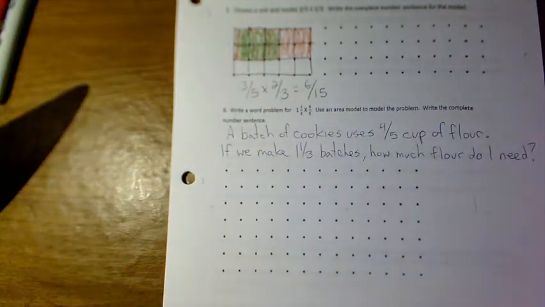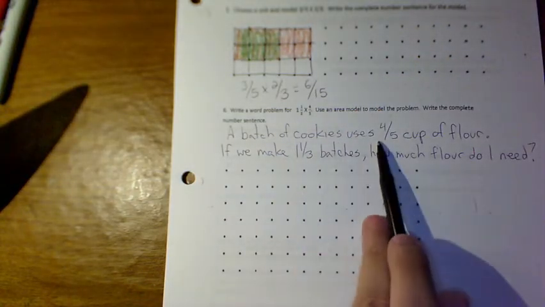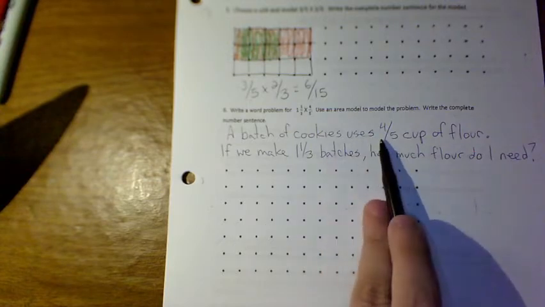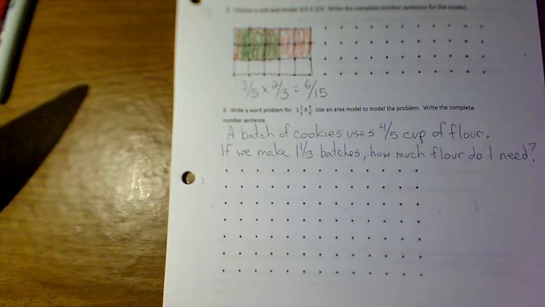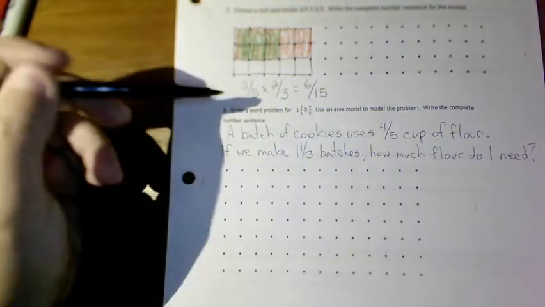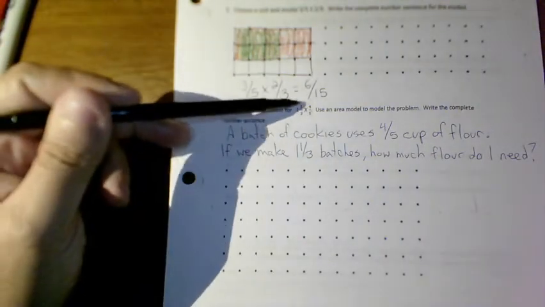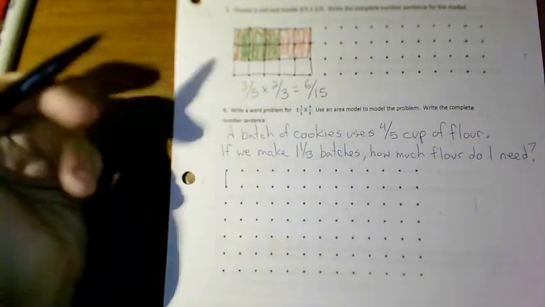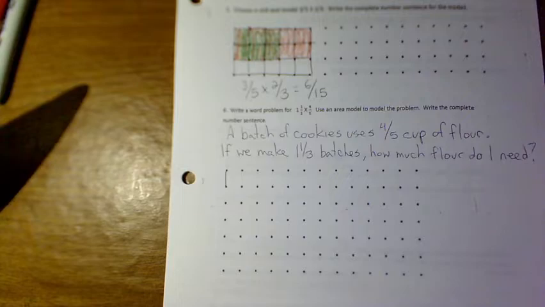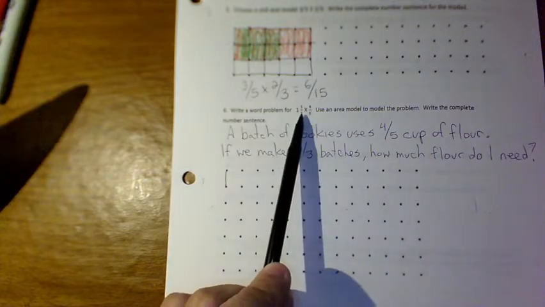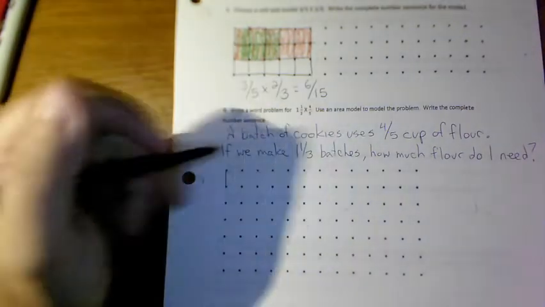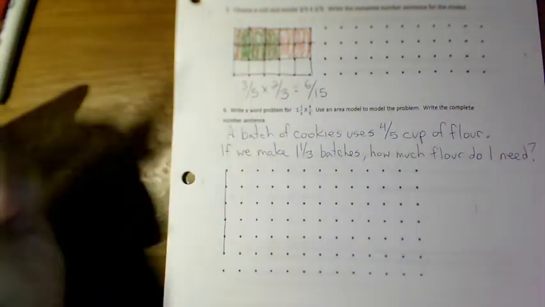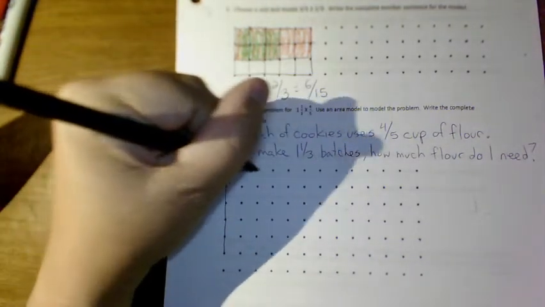Okay, so 1 full batch would use 4/5 of a cup, and then another third of a batch is going to use 1/3 of the 4/5. So we need 1 1/3 groups of 4/5. Again, we are in charge of picking our unit, so we need something that we can split into thirds and fifths. So I'm suggesting 5 by 3, or you could do 3 by 5, whichever.